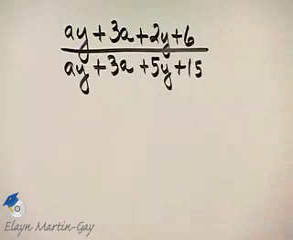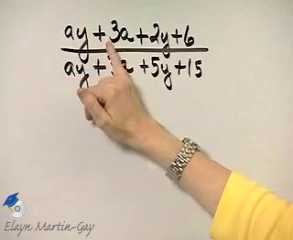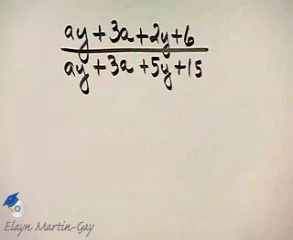Let's simplify this rational expression. Do not forget that to simplify, you need to factor completely, then we'll look for common factors. In other words, this is a y plus the rest of the polynomial in the numerator and a y plus the rest of the polynomial in the denominator.